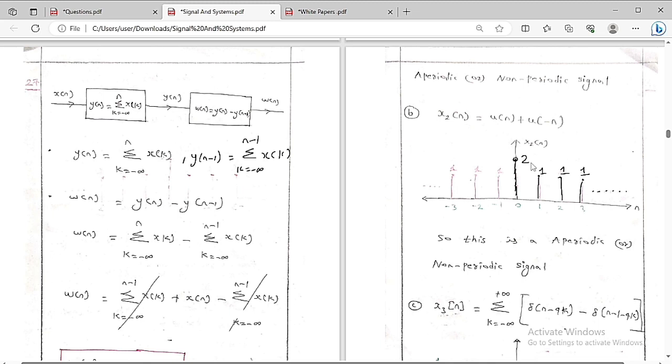Similarly, if we substitute n is equal to minus 1, we get u of minus 1 plus u of 1. u of minus 1 is 0 and u of 1 is 1. So here you are going to get its value is equal to 1. Similarly, for minus 2 you are going to get its value is equal to 1.